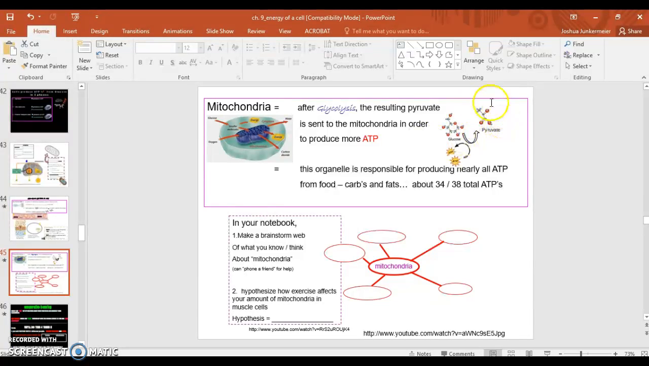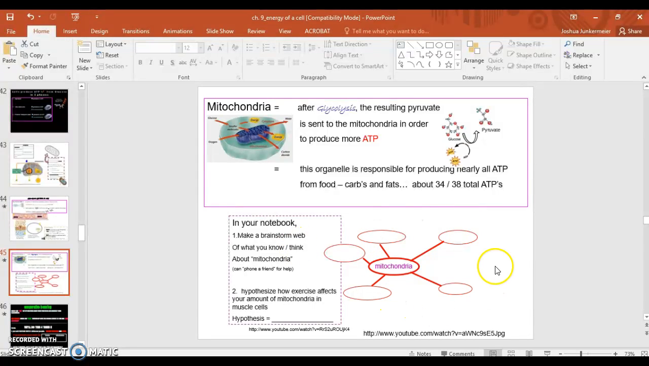Once this molecule that ends up at the end of glycolysis goes right into the mitochondria, it helps explain how we get 34 out of the total 38 total ATP. So the mitochondria is responsible for producing 90% of the ATP. So it makes almost all the ATP in our body.